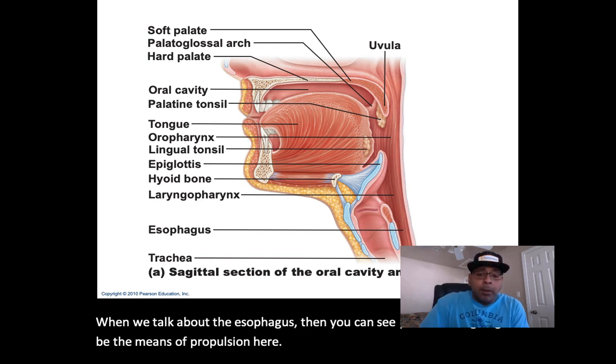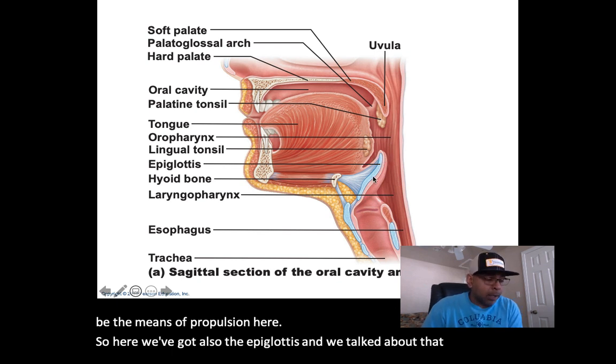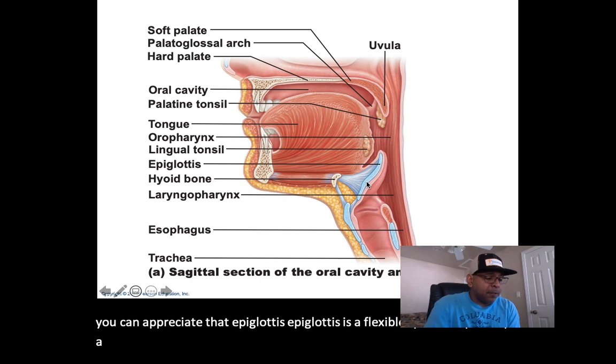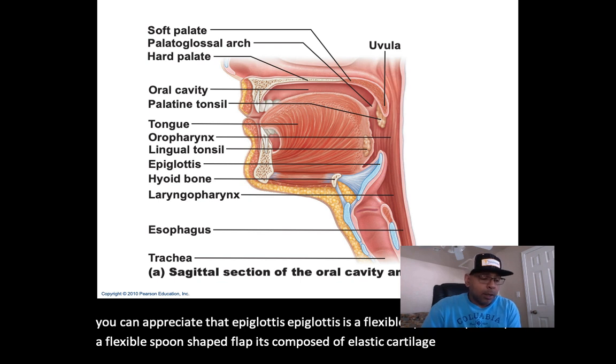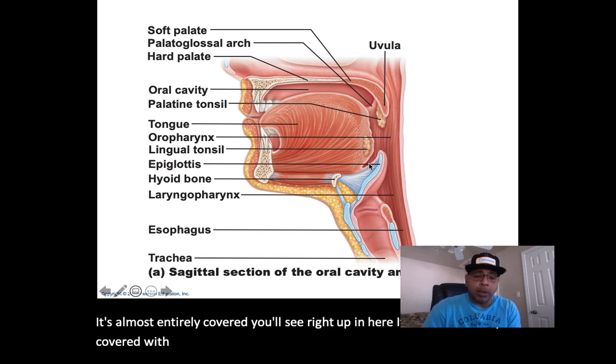So here we've got also the epiglottis. When we talk about the epiglottis, here you can appreciate that epiglottis. The epiglottis is a flexible, spoon-shaped flap. It's composed of elastic cartilage, if you recall. You'll see right up in here, it's almost entirely covered with taste bud containing mucosa.